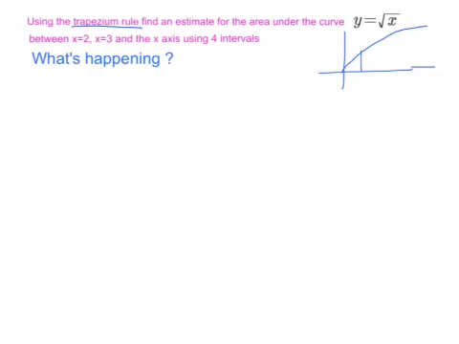And we're going to integrate it. No, we're not going to integrate it. We're going to use the trapezium rule between 2 and 3. Now, when it says using 4 intervals, sometimes you'll see the word strips, sometimes you'll see the word trapeziums. Notice how I'm spelling trapeziums. That will become clear later.